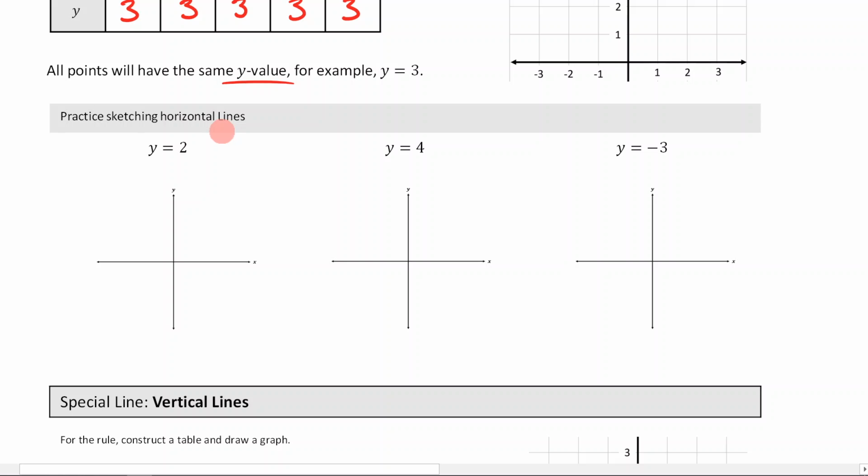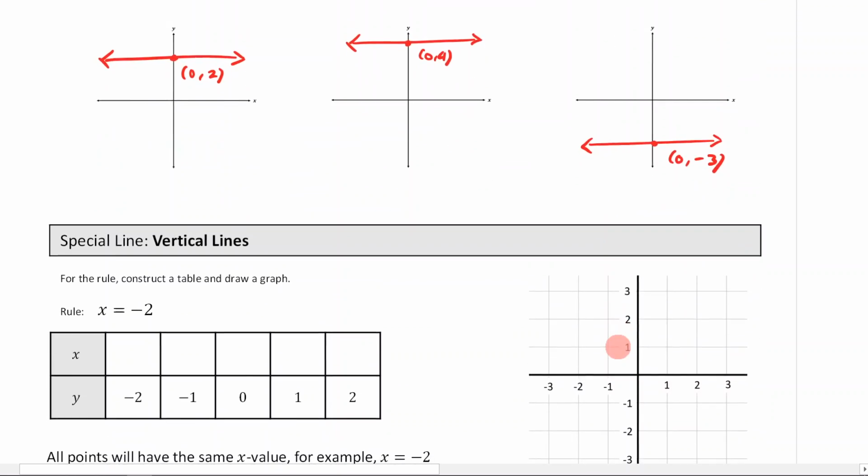So practice sketching the horizontal lines. I need to sketch y is equal to 2. Well, that's simply going to be a horizontal line going through y is equal to 2. So this would be the point 0, 2. Y is equal to 4 would just be one a bit higher up. And it's going through the point 0, 4. This is y is equal to negative 3, so it's going to go through negative 3 on the y-axis. So this would be 0, negative 3. That is how you draw horizontal lines. There's nothing to it. All right, let's keep on moving now.